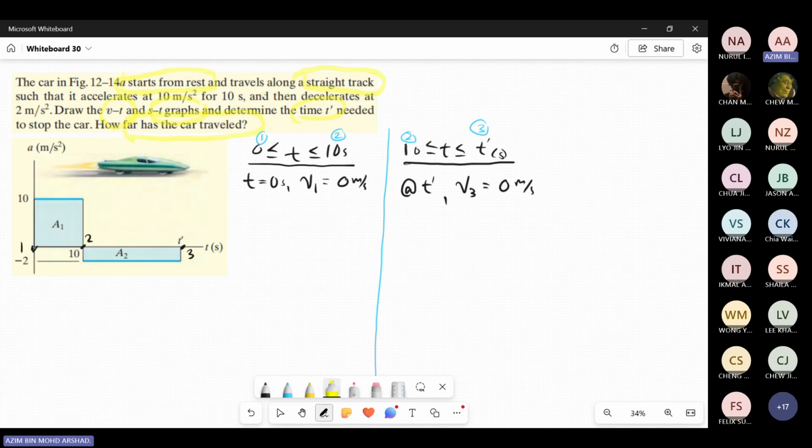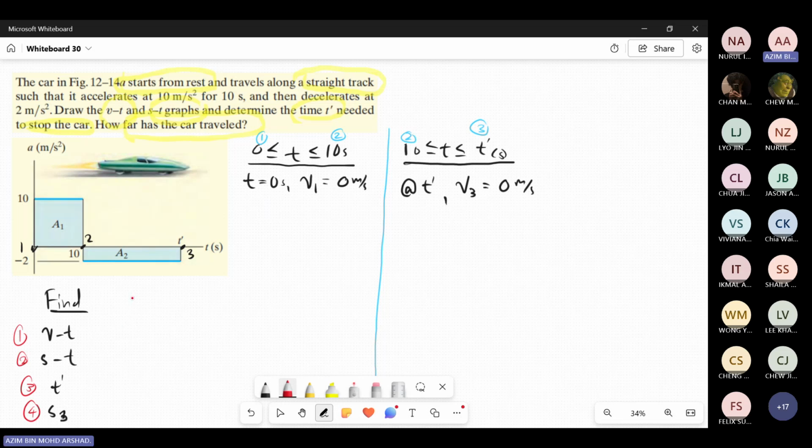How do we know this? From the statement: determine the time t prime needed to stop the car. So the car stops at t prime, so velocity v3 equals 0. Now let's also write down what we need to find. First we need to find the vt plot, the st plot, t prime, and also S3. S3 is the distance the car traveled. These are the 4 items that we need to find.